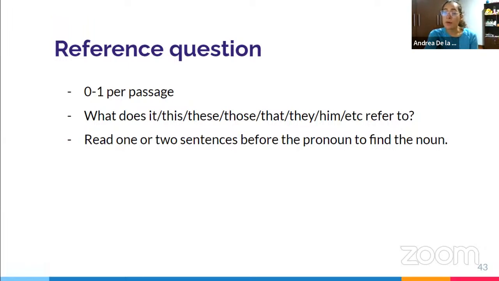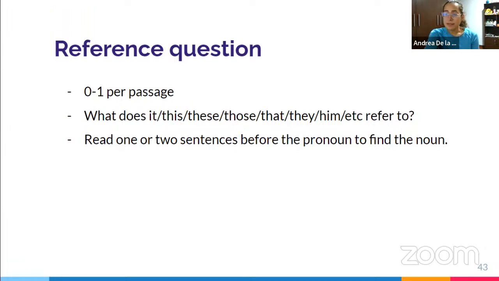So for example, the pronoun it sometimes replaces an object, an animal, or an idea, a concept. The pronoun he replaces a male person. The pronoun this refers to something singular. So basically those are pronouns and nouns. And what this question is going to do is ask you what a certain pronoun refers to. So for example, what does the word he refer to? And you have to say it refers to my father, for example.